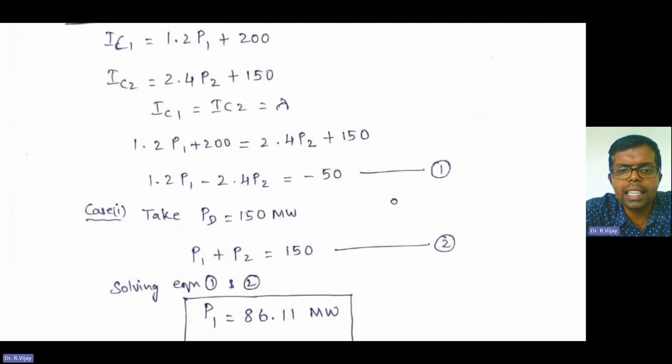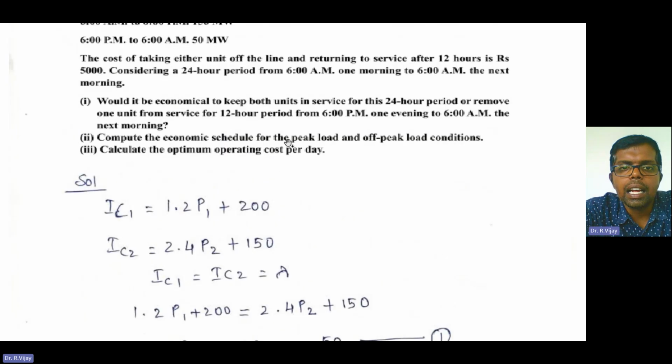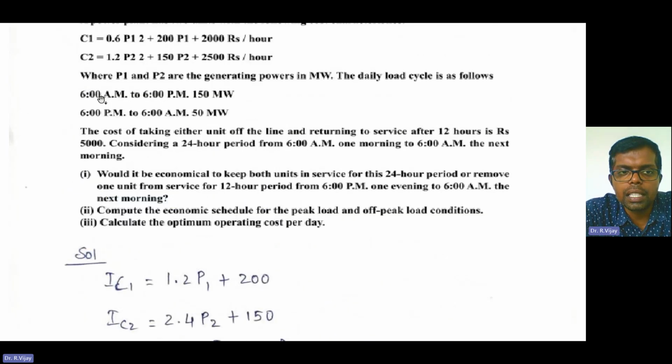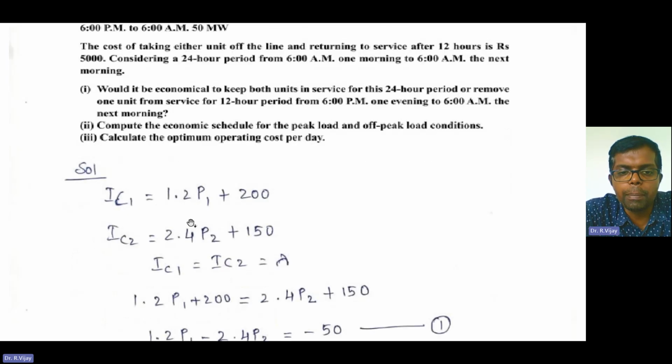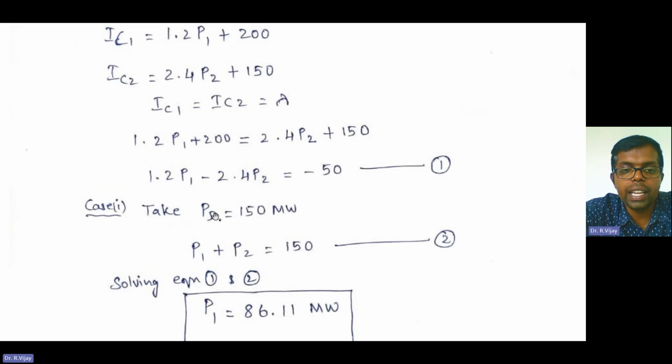So two cases are given. First case is 6 a.m. to 6 p.m., where demand is 150 megawatt. Second case is 6 p.m. to 6 a.m., where demand is 50 megawatt. So the first case I have taken, that is PD is equal to 150 megawatt.